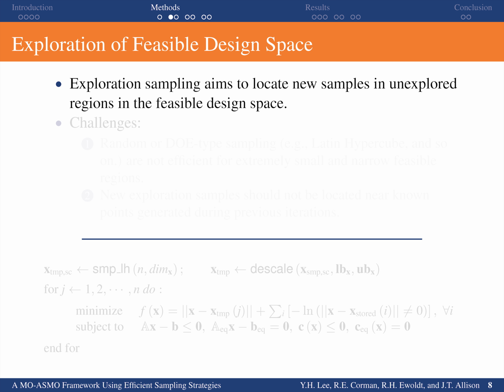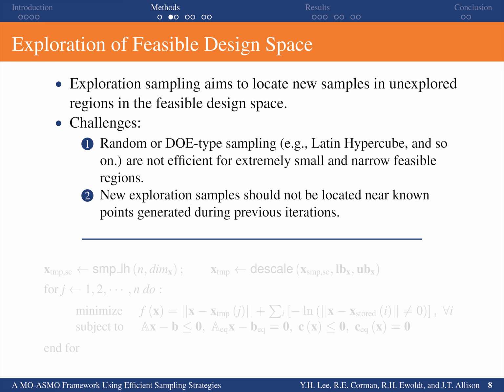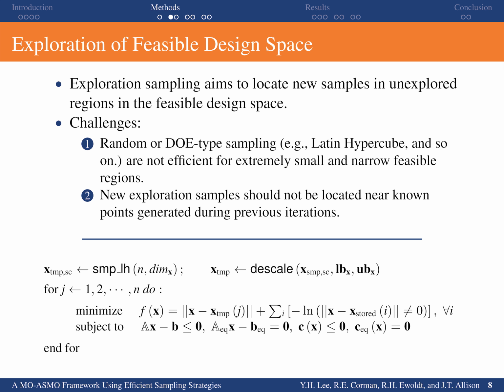We have 2 challenges to address in our method. First, random or design of experiment type sampling strategies such as Latin hypercube space filling are not efficient for extremely small or narrow feasible regions. Second, new exploration samples should not be located near known points generated during previous iterations. This optimization subproblem addresses these 2 sampling challenges.